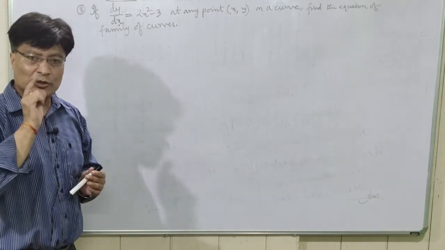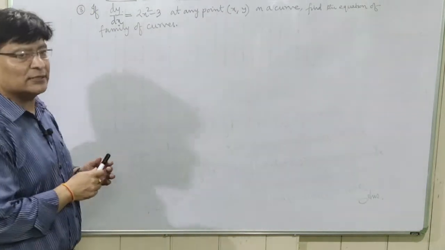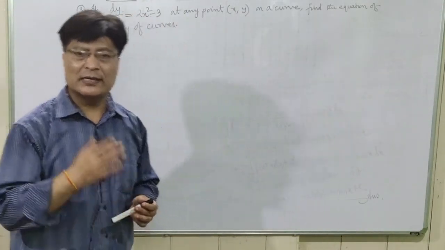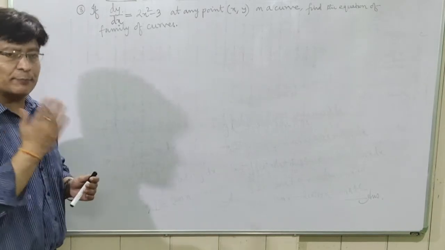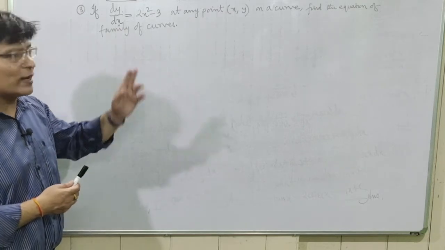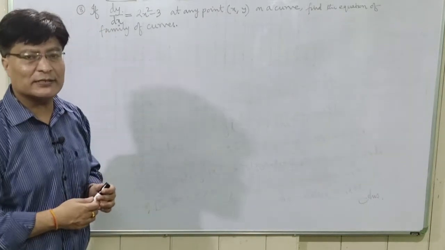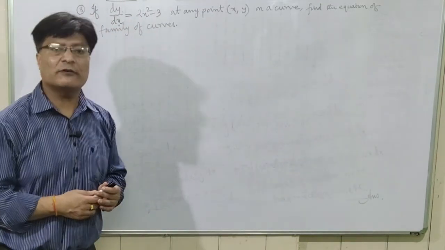That is the slope of the tangent. You know that dy by dx represents the slope of the tangent, isn't it? While doing differentiation, I already told you that this dy by dx represents the slope of the tangent. So at any point (x, y) on a curve, dy by dx is equal to 2x square minus 3. So you have to find out the equation of the family of curves.